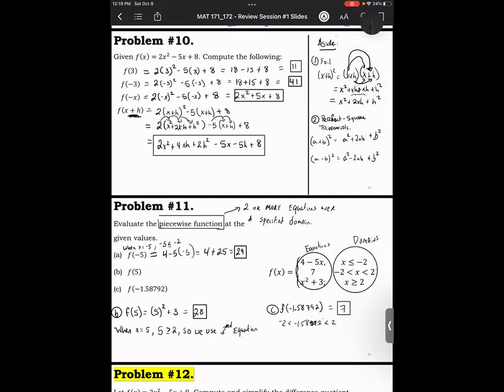And that's your answer. Those are your answers for problem 11. You just look at the values of x that you have to compute, see which inequality it satisfies, and take that value of x and plug it into the corresponding equation. Any questions?